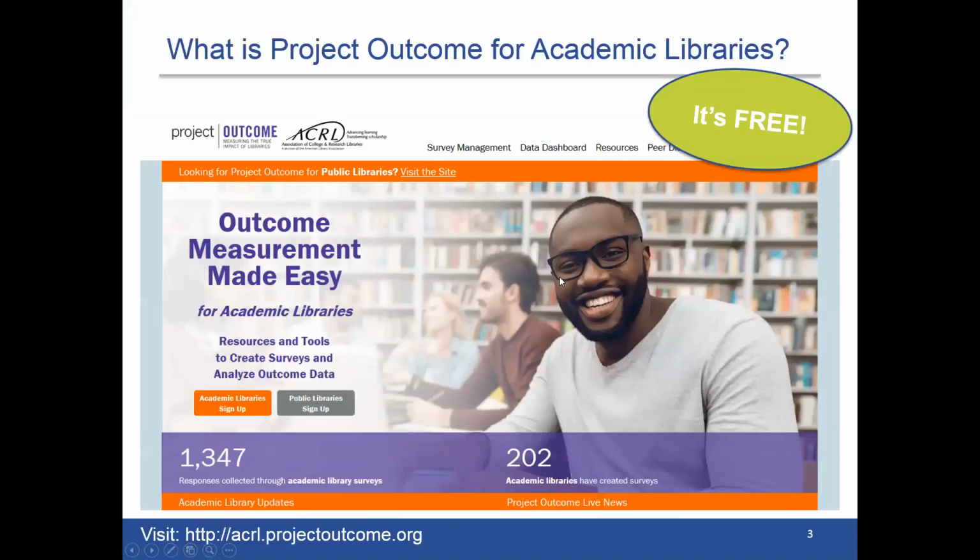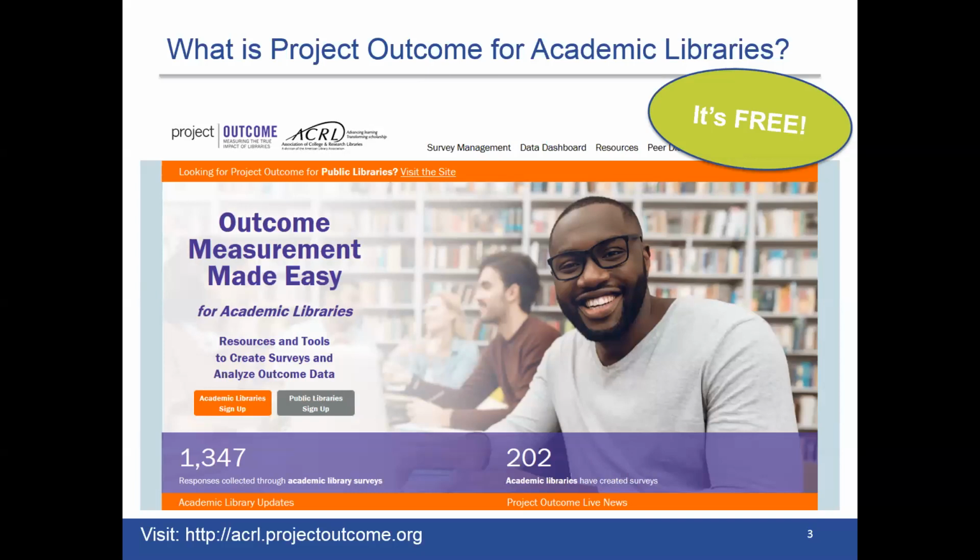To make sure we are all starting from the same point, just a brief introduction to what is in the toolkit. Project Outcome for Academic Libraries is a free toolkit. It's available to all academic and research librarians as well as LIS students. And it's designed to help academic libraries understand and share the impact of essential library services and programs. We provide simple surveys and an easy-to-use process for measuring and analyzing outcomes. Project Outcome also provides libraries with resources and training support to help you apply your results and advocate for your library's future.